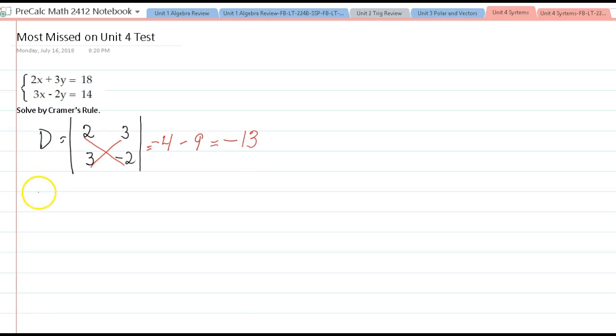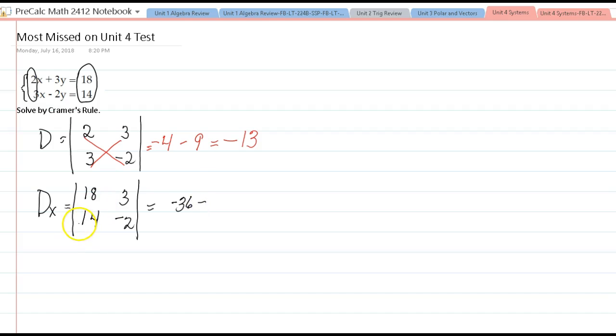The next thing we're going to do is get our Dx. We're going to take our answers, which are 18 and 14, and replace the x coefficients with 18 and 14, but the y coefficient stays the same. We take the determinant of that. When we do that, I get negative 36 minus, and then multiplying these two, I get 42. We see that that's going to be negative 78.